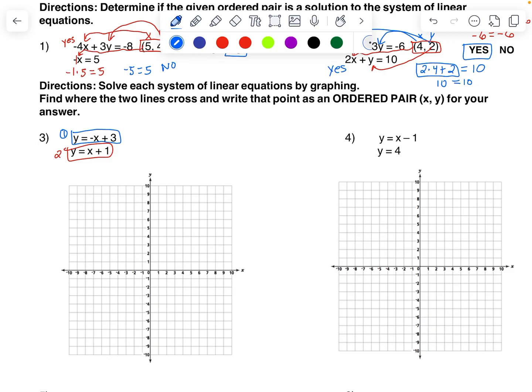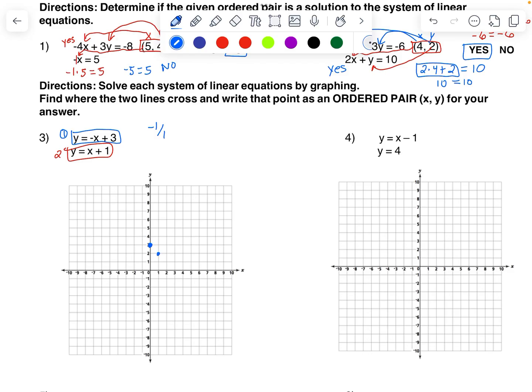So all we're going to do is make our line for the top equation, y equals negative x plus 3. In order to plot a line, we need to know our y-intercept and our slope, okay? Our y-intercept is the number by itself in this blue one. It is 3. And our slope is the number in front of x, which would be a negative 1. So our slope is negative 1 over 1. So we go from our y-intercept, down 1, right 1.